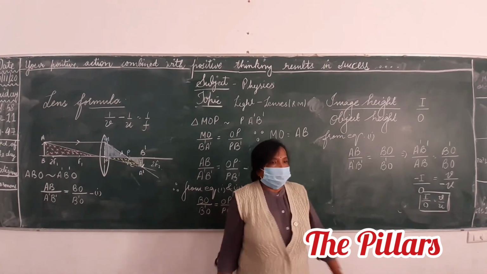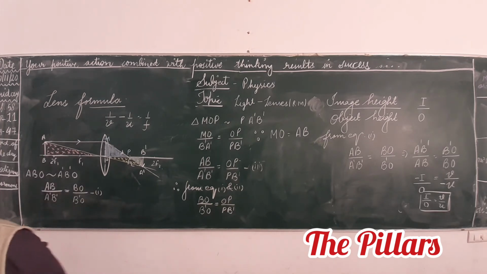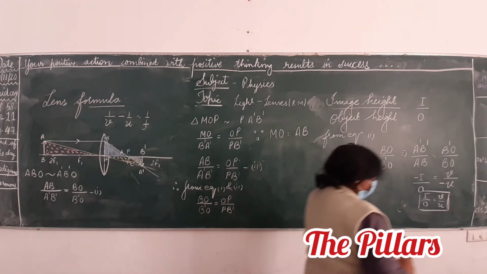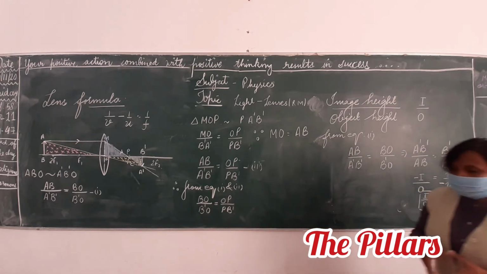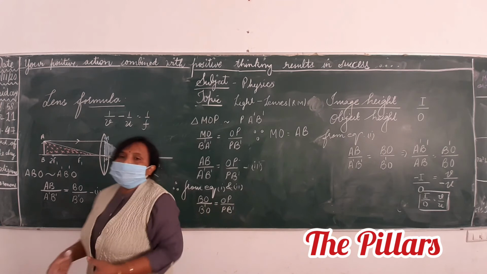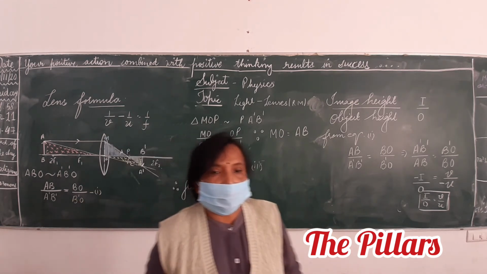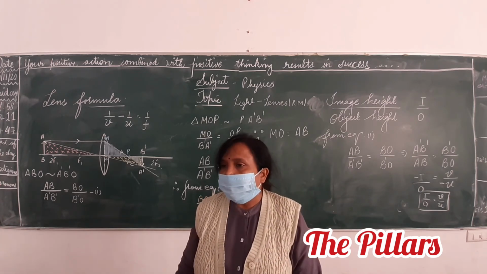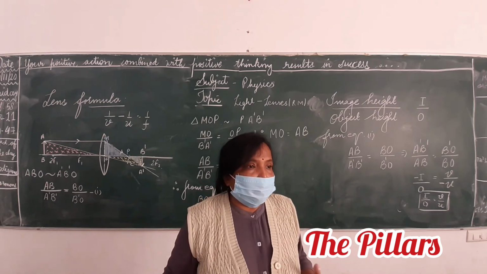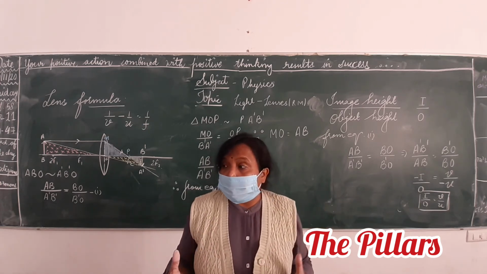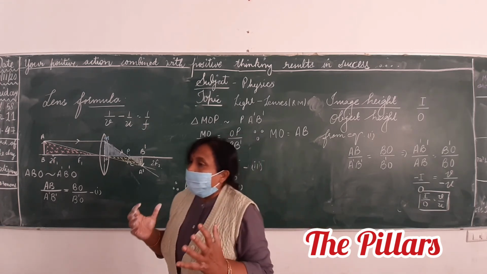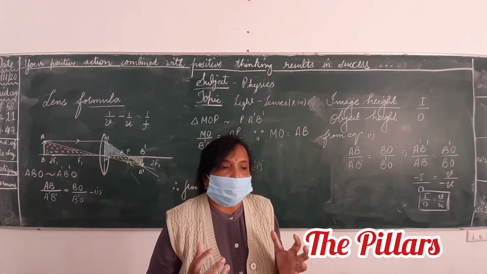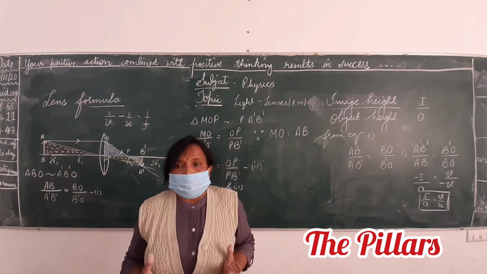Power of a lens. The ability of a lens to converge or diverge the light rays is known as the power of that lens.